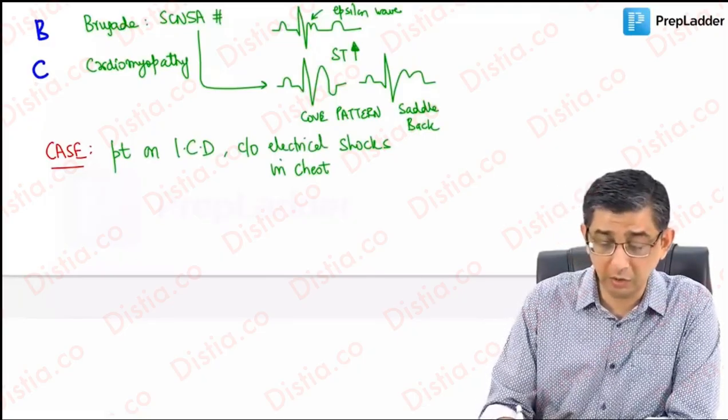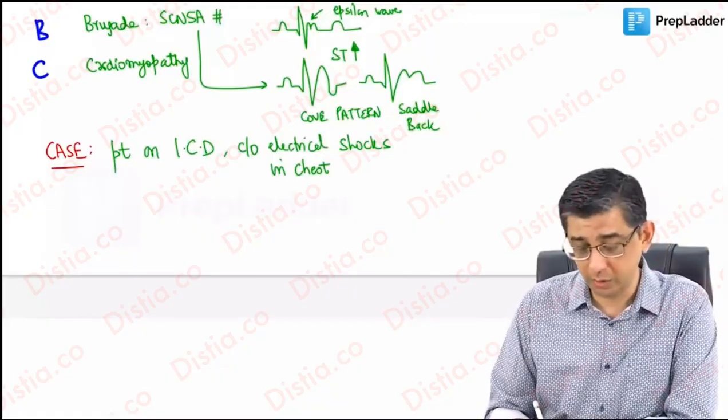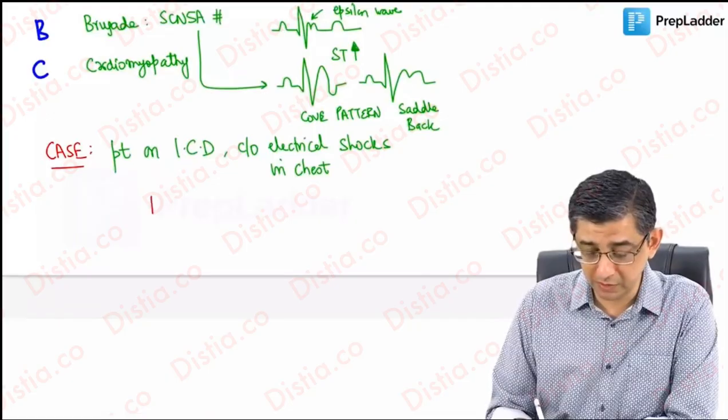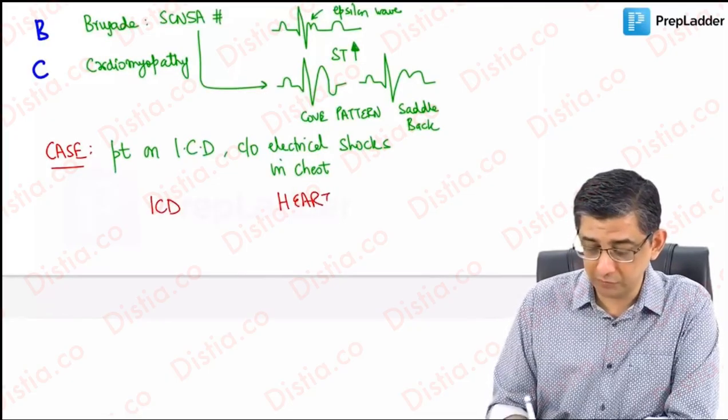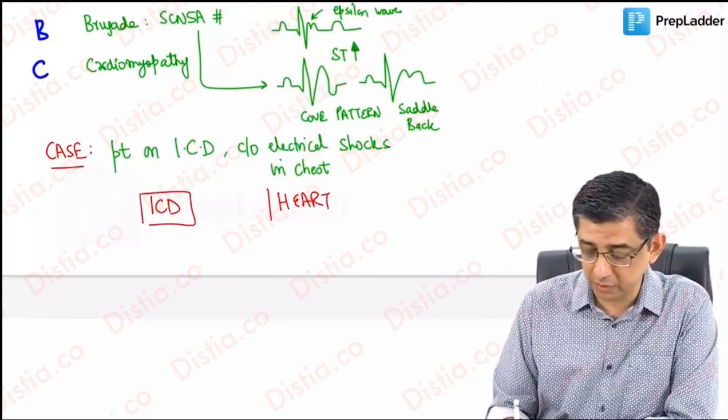So I started thinking, what could be going wrong? You see, symbolically speaking, I can draw like this. If this is the implantable cardioverter defibrillator, this is the heart. Then obviously connecting the two will be wires or leads.